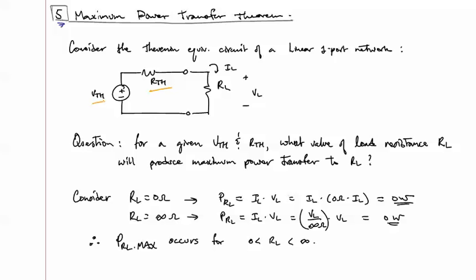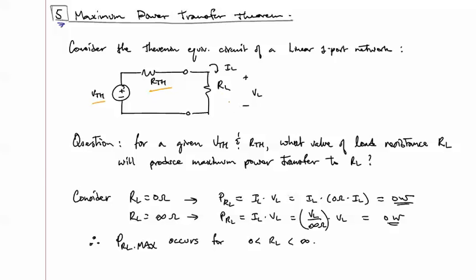Now, what's the question at hand? What are we trying to do here? The question is, if I connect a load RL to a linear one-port network, which is what this Thevenin equivalent circuit is, and I'm trying to extract maximum power from that network to my load, what value of load resistance RL should I use if I'm trying to extract the maximum amount of power?